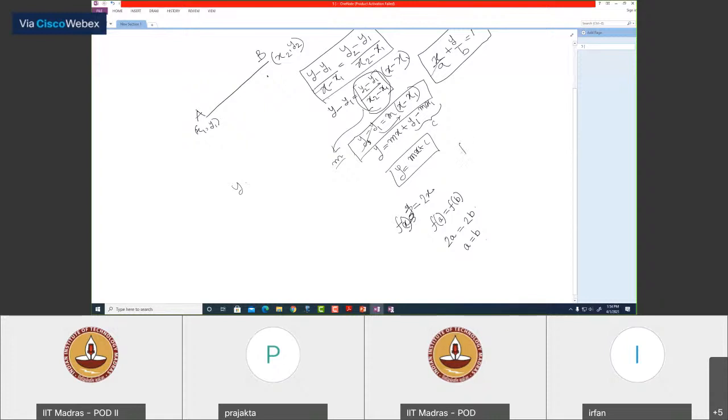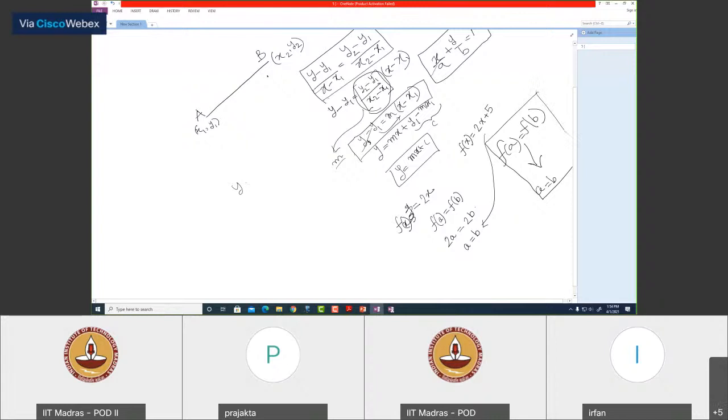If we put f of x equals 2x plus 5, then also it comes down to a equals b. So if f of a equals f of b leads you to a equals b, if this happens, then the function is injective.